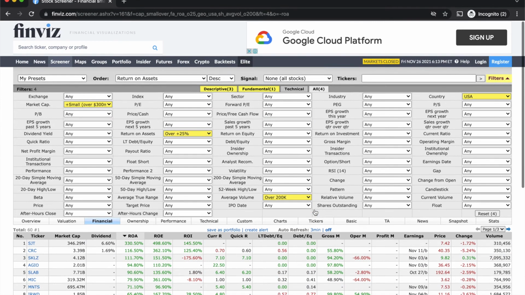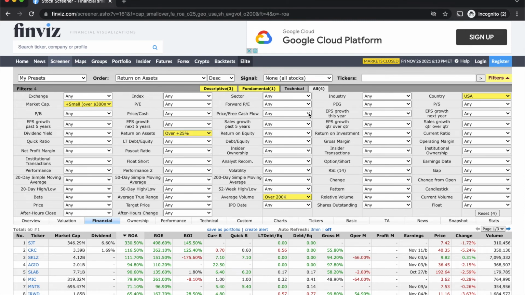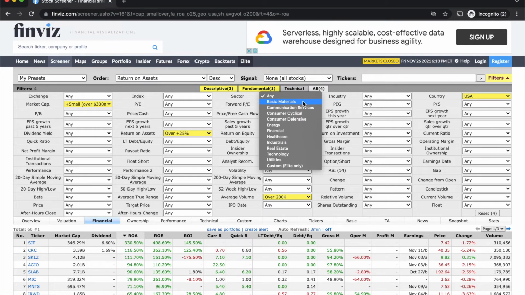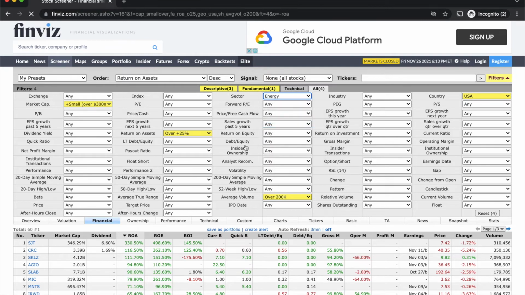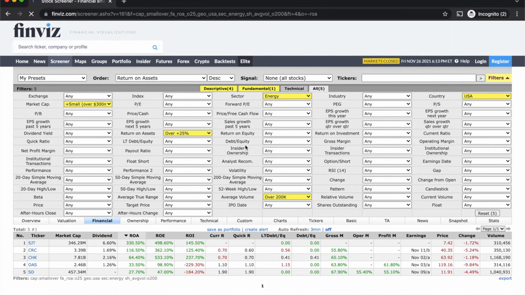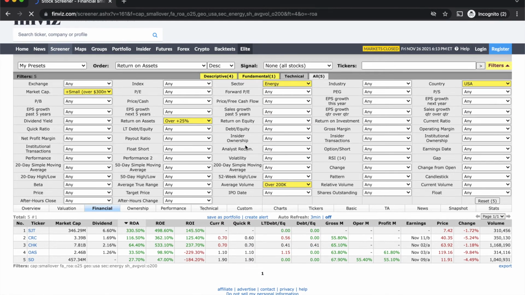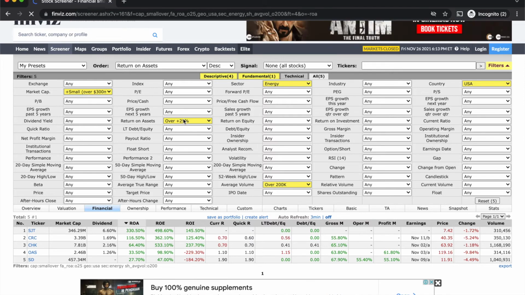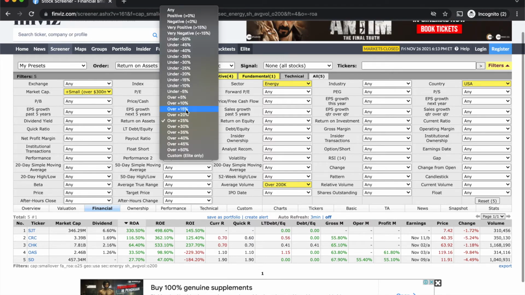Now let's do one more thing. We will try to see the sector specific stuff. So let's say I want to look only at companies in the energy sector. Okay, let's try and do that. So now 5 companies are coming up. All these 5 companies are satisfying 2 criteria, over 25%. And now I'm going to do another thing. I'm going to make this over 15%.